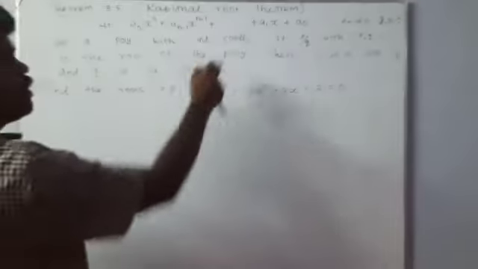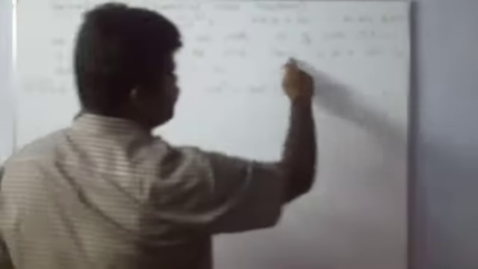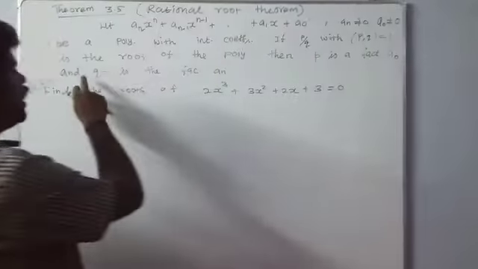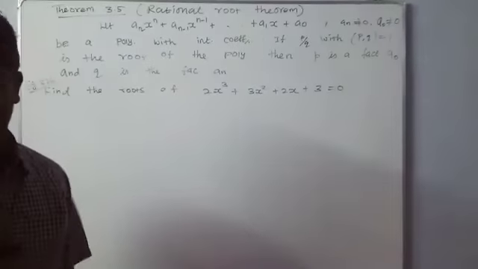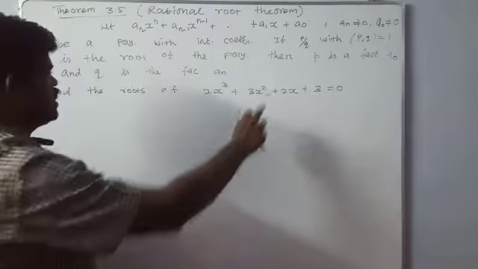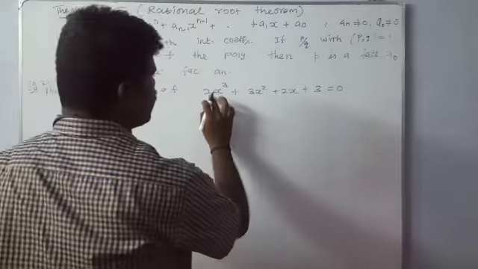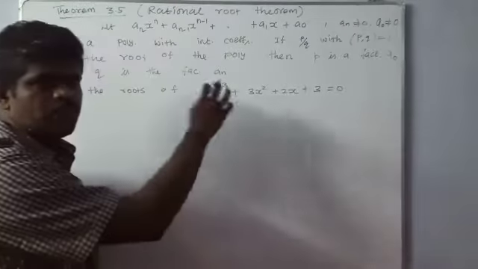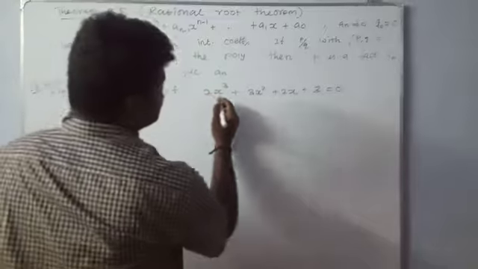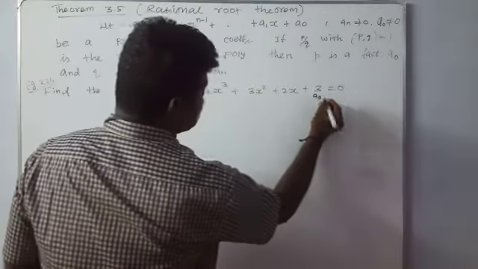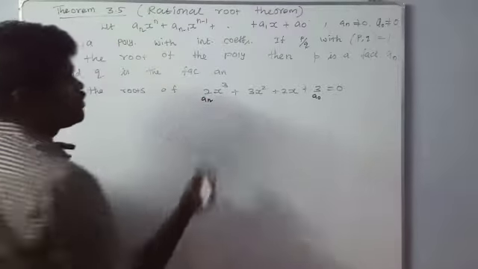The common divisor of p and q is 1, and p/q is a root of the polynomial. Then p is a factor of a0 and q is a factor of an. So how do we apply this theorem to this problem? There is no additional information here. Now we want to find which one is a0 and which one is an. This is already known.